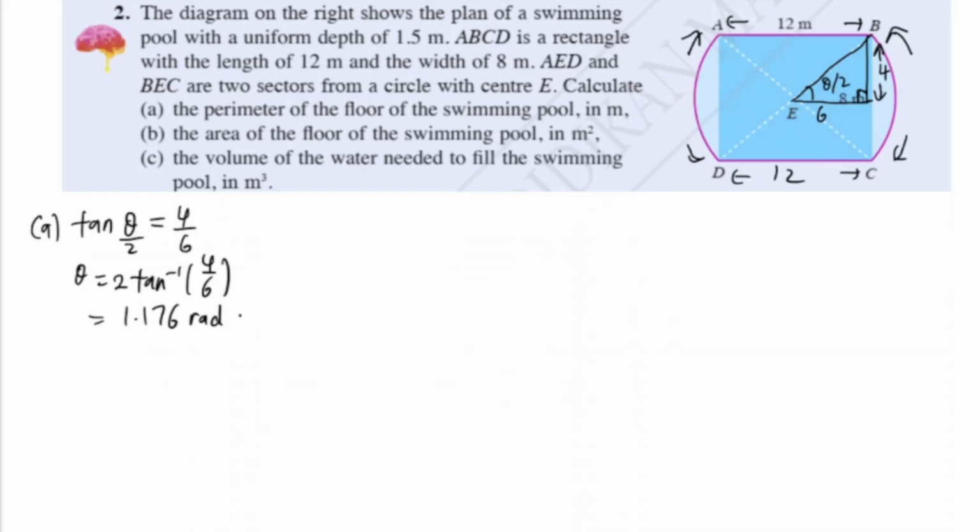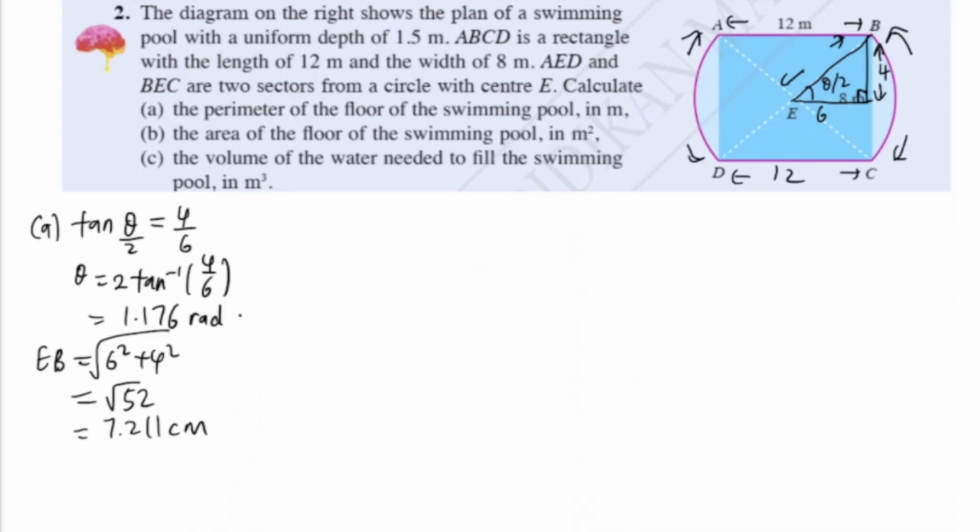That is the length of EB, this length here. We will write EB, or the radius, as square root of 6 square plus 4 square. 36 plus 16 gives us square root 52. You can leave it at square root 52, but if you want to match your answer with the textbook, they tend to round it off first. To be more accurate, we use square root 52. But if not, you want to use 7.211, round off also can, to at least 4 significant figures.